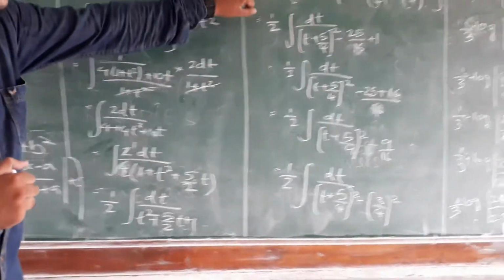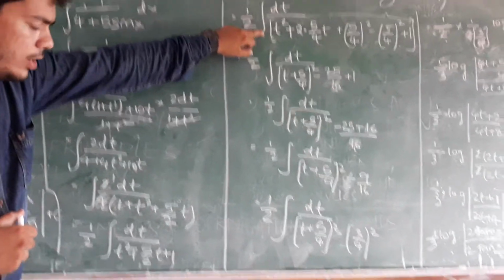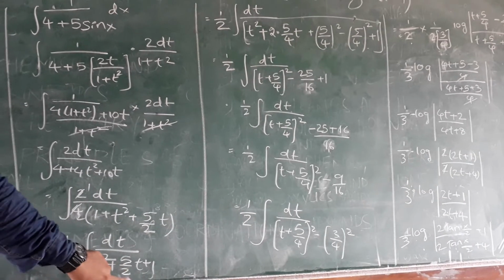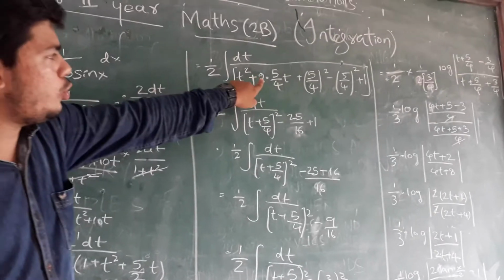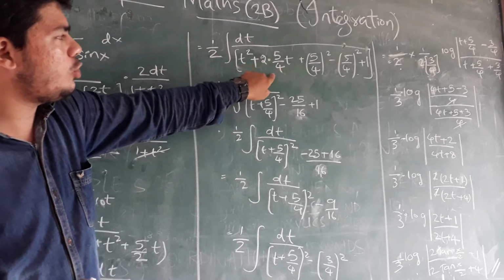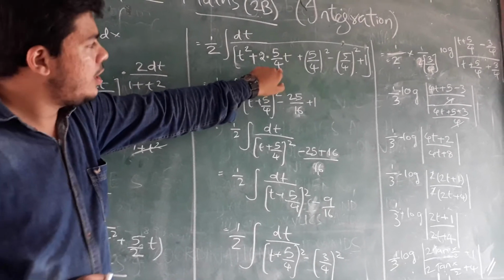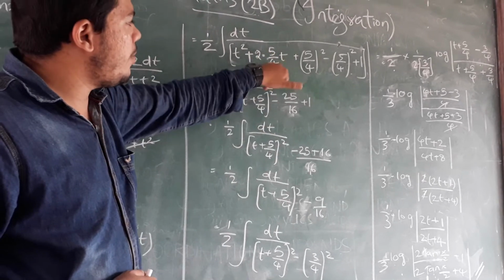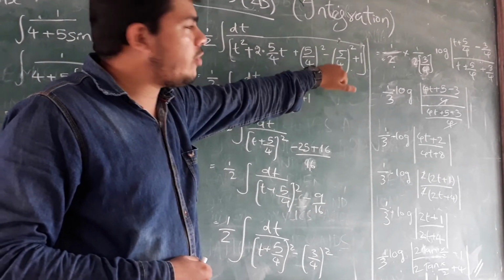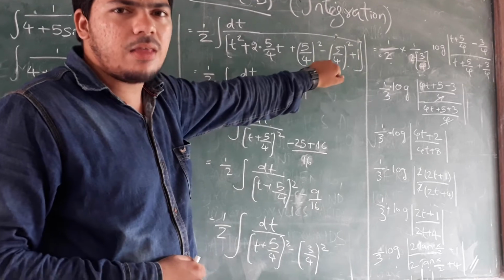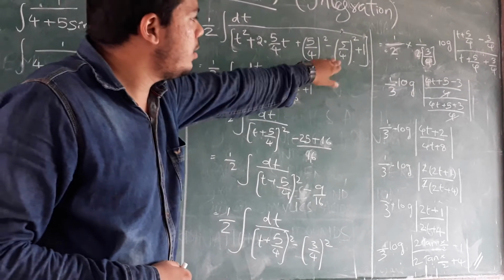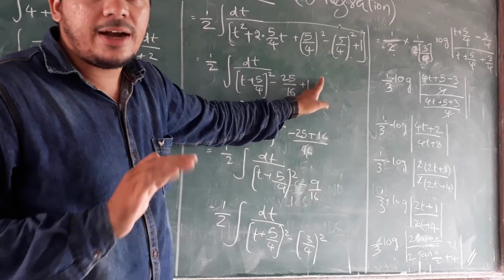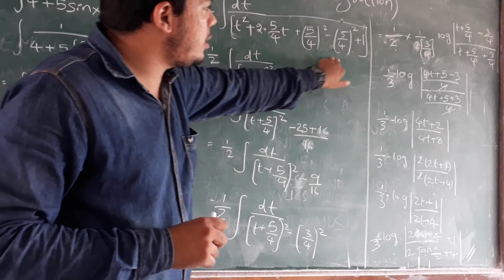So t square is there, and 5 by 2 is 2ab, that is 2 into 5 by 4. The 2 and the 2 are the same, so we get 5 by 2 here. And we are adding and subtracting 5 by 4 whole square. These will get cancelled, it is nothing but 0. If we add or subtract 0, nothing will happen. So we are just adding this plus 1.